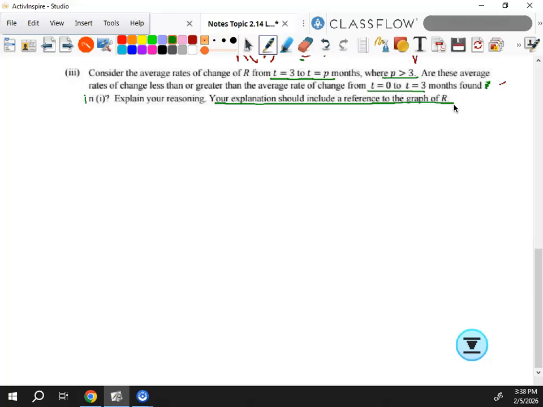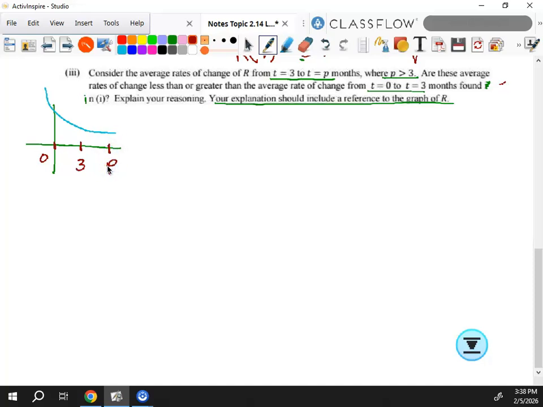Explain your reasoning, and your explanation should include a reference to the graph of R. So again, you can't just say random things. So let me try and draw. My picture doesn't have to be as detailed as the last one. It looks something like this. So this is 0, this is 3, and then this is p, somewhere that's greater than 3.